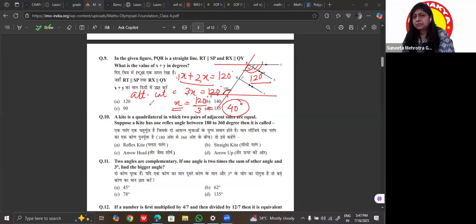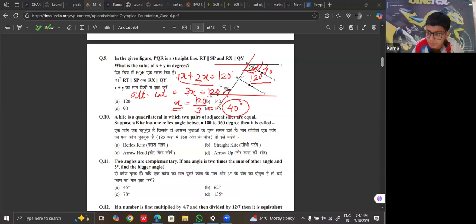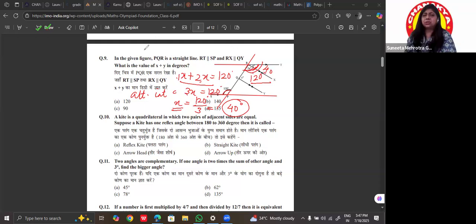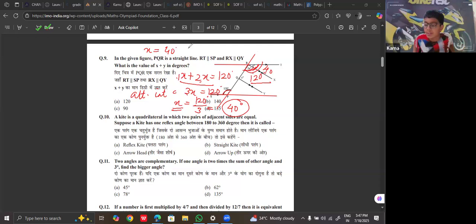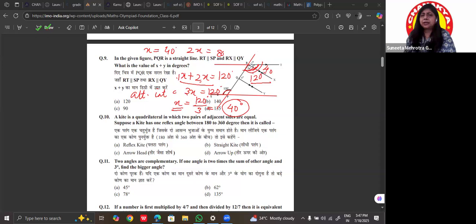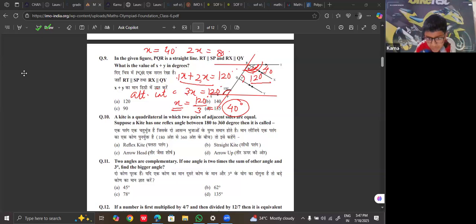Clear? Yes, ma'am. So this one is 40 degrees. This one is how much? 2x. If x is equal to 40 degrees, 2x is equal to 80 degrees. So here it is 80 degrees. What about y?